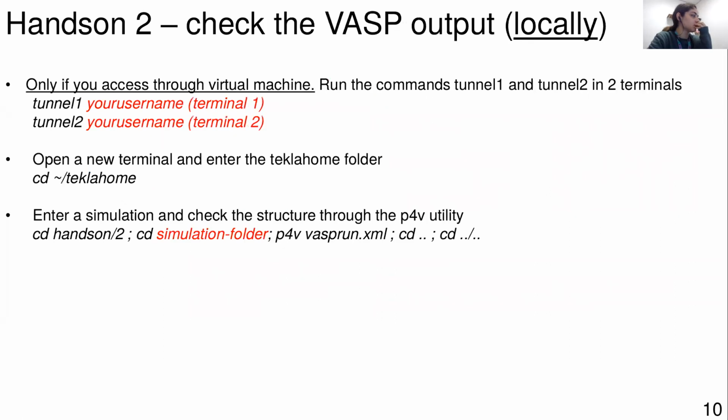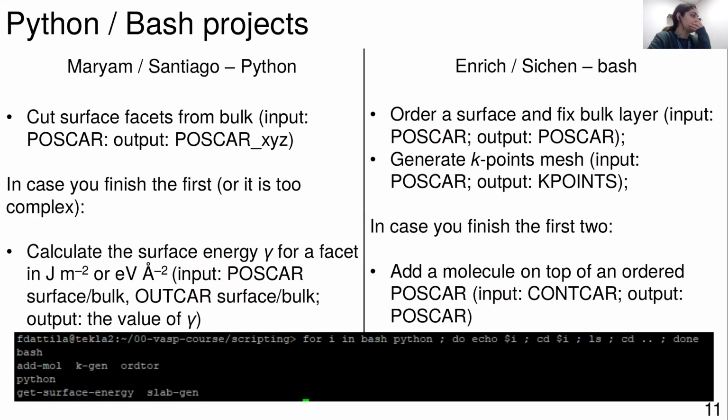So now, very quickly, for the last 15 minutes, we go to the Python and Bash projects, okay? As I said, luckily yesterday Maria also managed to install Anaconda. That means that both Mariam and Santiago have Anaconda and can use it. I had the age that shouldn't be there, Enrique, sorry. So for Enrique and Sichen, instead, it will be Bash, okay? And as I said, these are 2 plus 1 main projects.